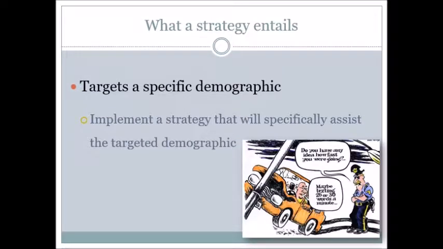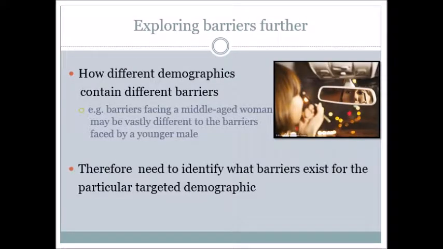A successful strategy targets one particular demographic. Devise a strategy that will target one demographic and then adjust for the barriers accordingly. Different demographics contain different barriers. For example, with risky driving behaviours, the barriers that are facing a middle-aged woman will be vastly different to the barriers that are facing a younger man. Therefore, the strategies that are going to be implemented are going to be vastly different for both parties.